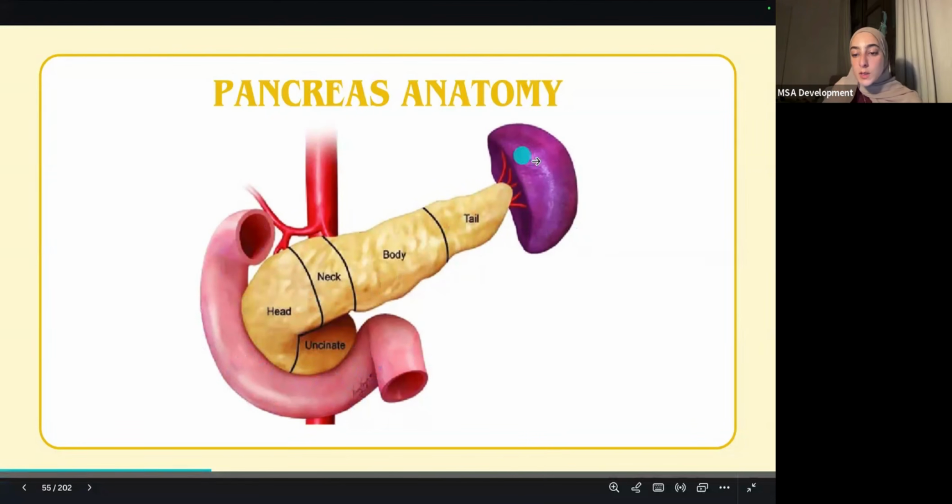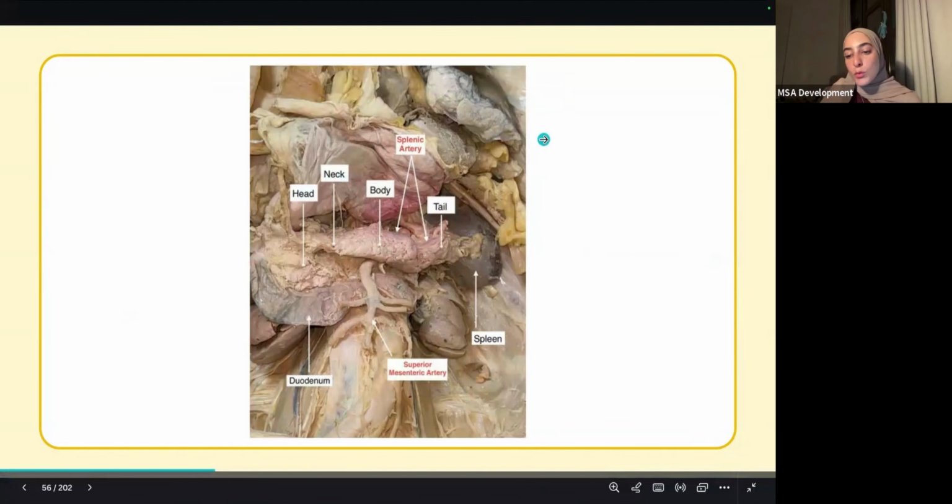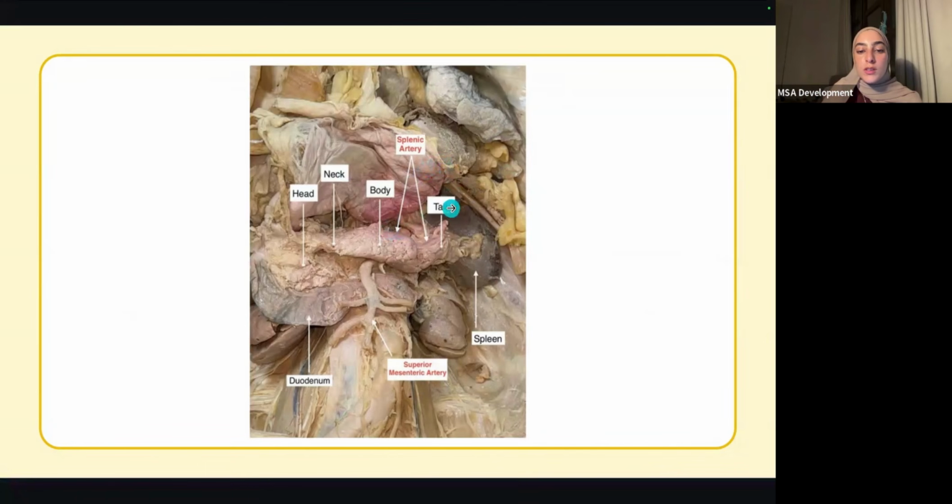Okay, this is the spleen. So how would you know? No, I'm looking at the pancreas now. How would you know this is the pancreas? What is this? This is the spleen. And what is very close to the spleen? The tail of the pancreas. And then you have the body, neck, head, and this is the duodenum. Look how perfectly shaped it is, sitting inside the duodenum.